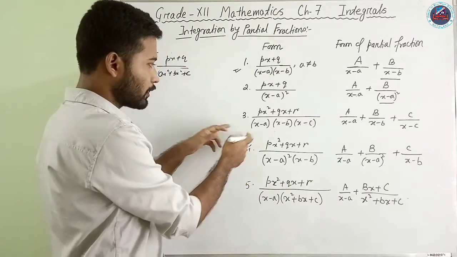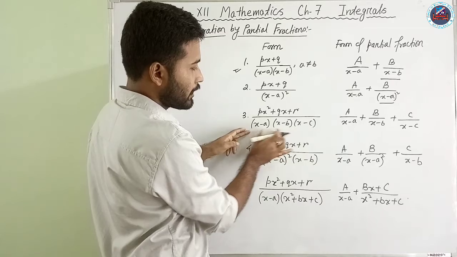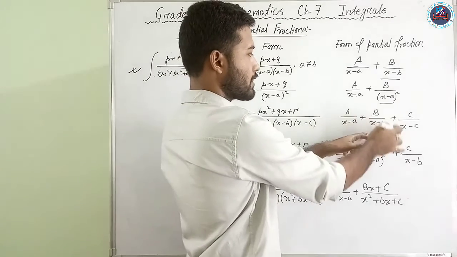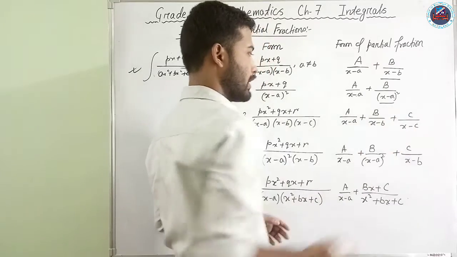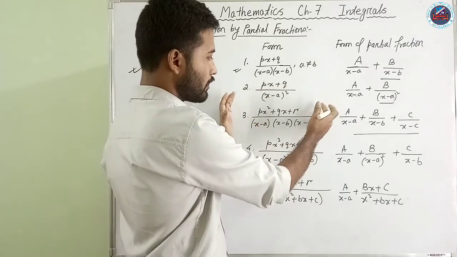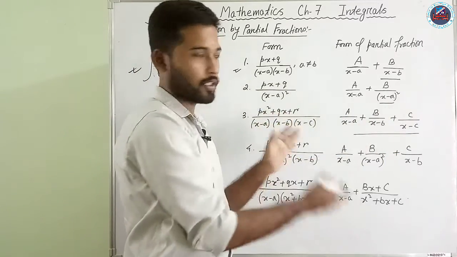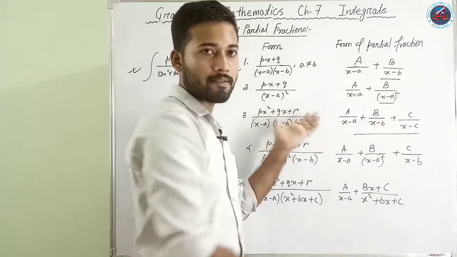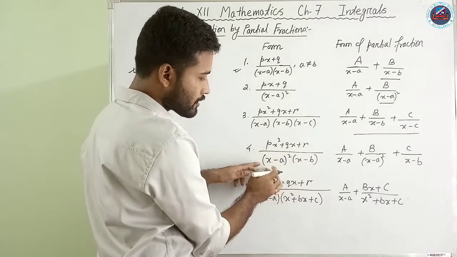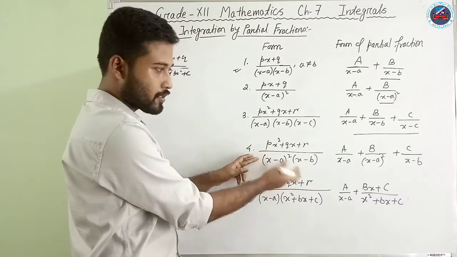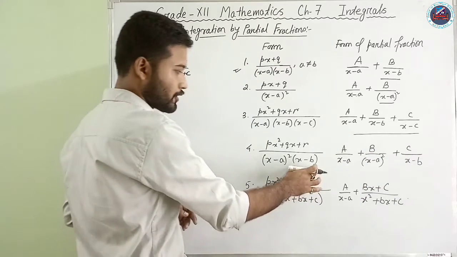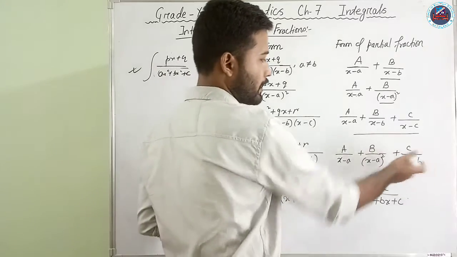Now in the third one, if we have three terms, that is x minus a, x minus b, x minus c, so what to do? A by x minus a plus B by x minus b plus C by x minus c. This is the form by which this particular rational function will be separated. In the fourth one, the denominator is (x minus a) whole square, that is, x minus a twice, so we write A by x minus a and B by (x minus a) whole square. Next we have x minus b, so we write plus C by x minus b.